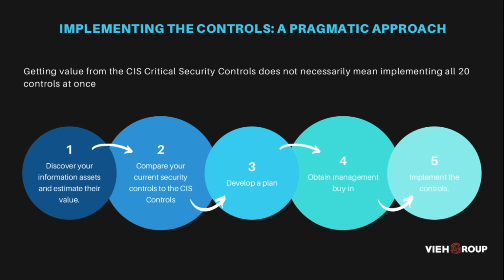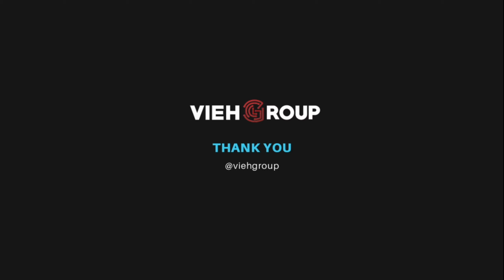If you want to know more about the 20 critical security controls, visit the official website of CIS, the Center for Internet Security, which is cisecurity.org/controls.